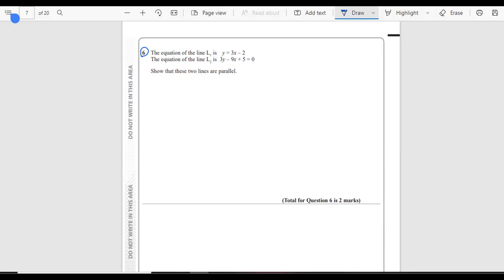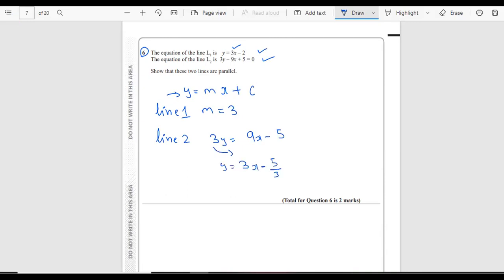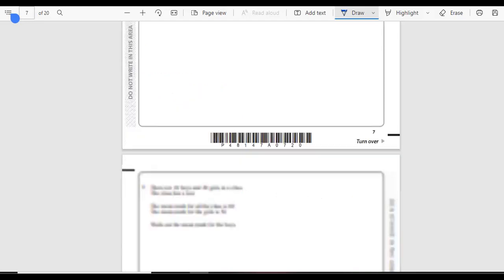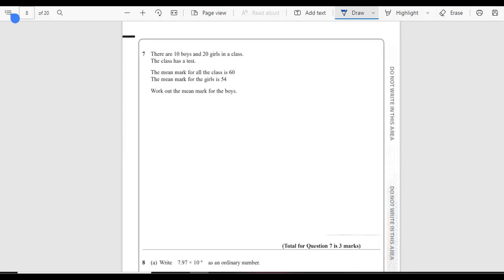So we need to show that these two lines are parallel. That means we need to find their gradient. y equals mx plus c. Very good. M is 1. And if we do our work first, 3y, take this 3 to the other side, it would be minus 5 by 3. And this means the gradients or slopes of both these lines are the same. That is why they are parallel. Okay. Let's talk about the next one.